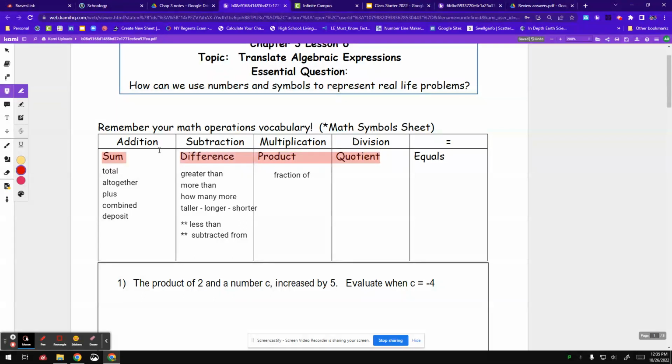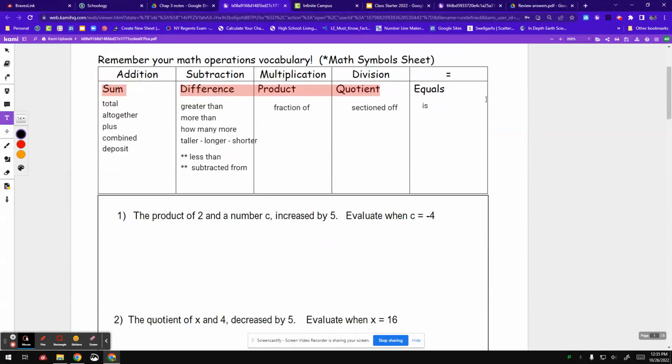Quotient is the fancy word that means to divide. Whenever something is getting divided up or sectioned off, when you're looking for sections, that's going to be a division. And there are some keywords that mean equals. Is is the biggest one. What is 12 with a sum of 20? Is tells you to write an equal sign. All right, we're not going to use is for a little bit.